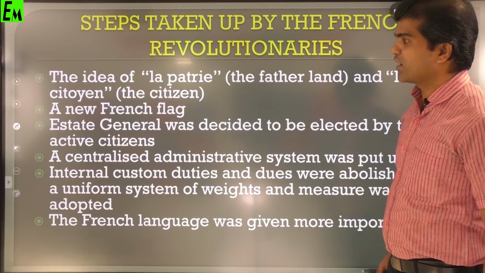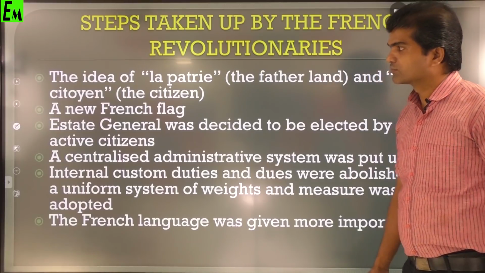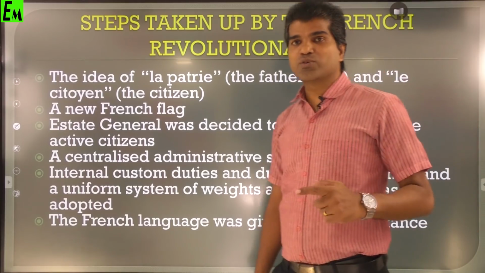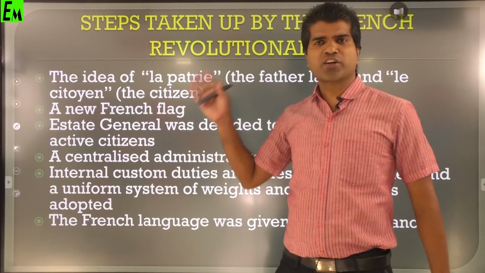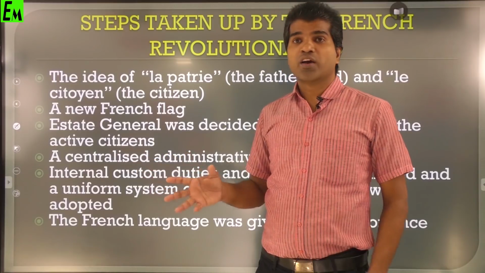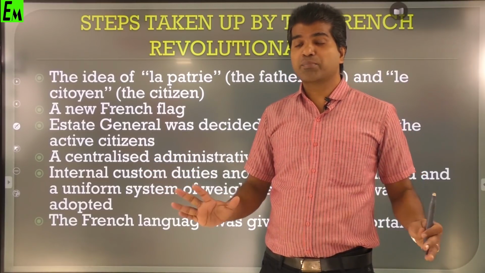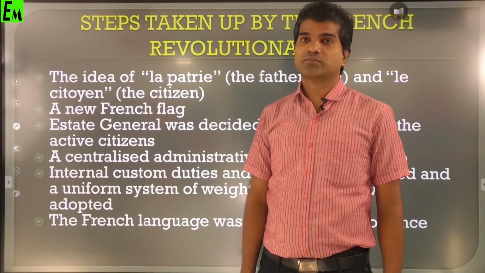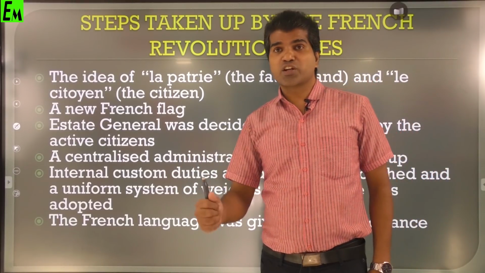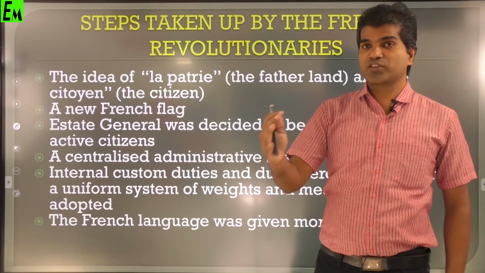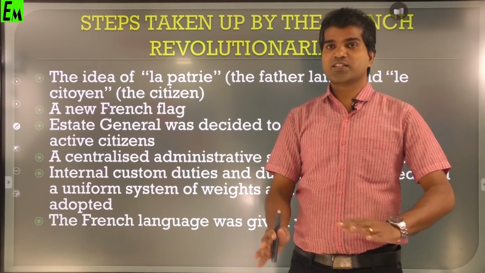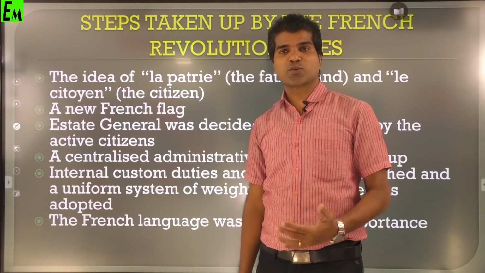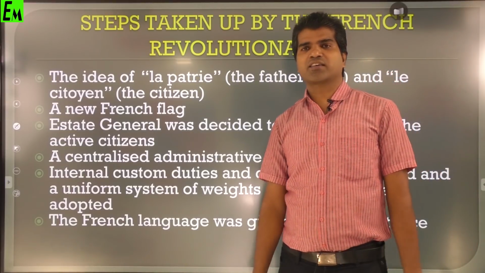The second point: they came with a new French flag. I have told you in the previous videos also, when a nation is becoming independent, the first sign is that it will have a flag. So the French revolutionaries introduced a new tricolor flag for France. They decided this is the flag, as they wanted to make their own nation, so they designed their own flag.